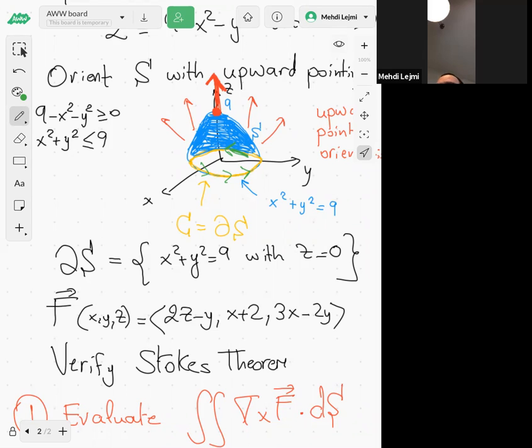I'm going to show you another example to show you why this Stokes theorem is powerful. And then I'm going to talk about the last theorem, which is the Gauss divergence theorem.